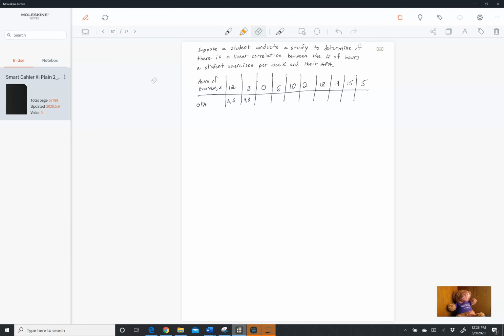4.0, 3.9, 2.5, 2.4, 2.2, 3.7, 3.0, 1.8, and 3.1. Okay, and our GPA is the Y. So the GPA is what we believe to be dependent on the hours of exercise. Okay, so let's plot it.